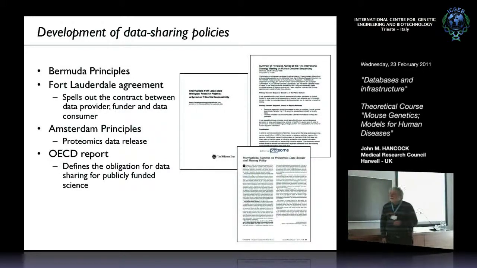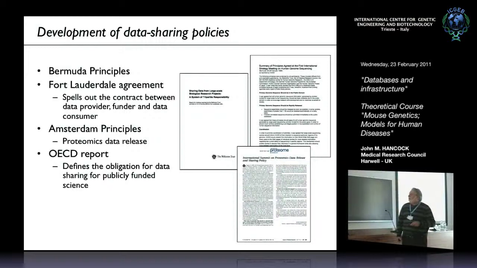So this is a historical list of things that developed out of the genome project originally. The original agreement was that people like to go to nice warm places to have these discussions. The original discussions took place in Bermuda, and there was an agreement in Fort Lauderdale that the genome sequence should be put out as soon as it was available, and people could do what they like with it.